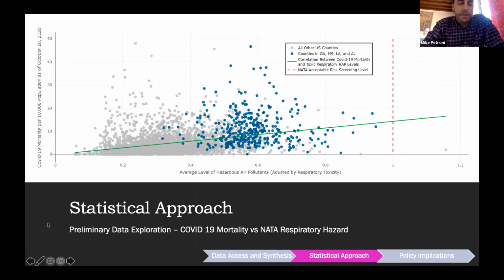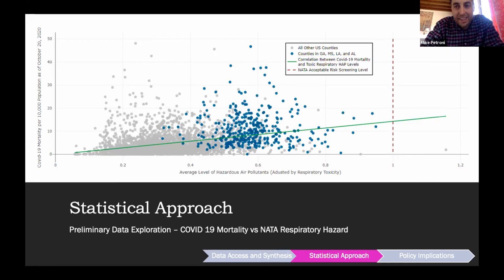So the first thing we did when we heard about the potential had some prior experience working with and related to COVID-19.